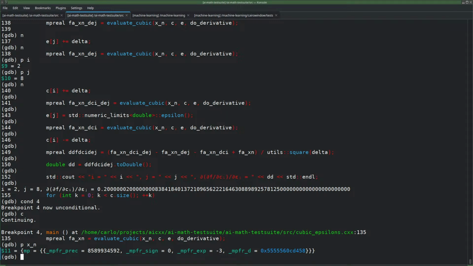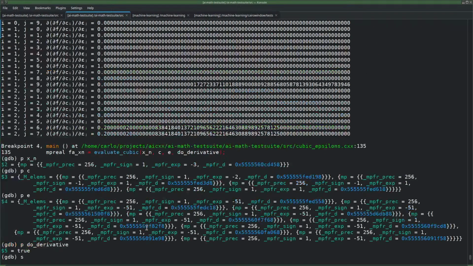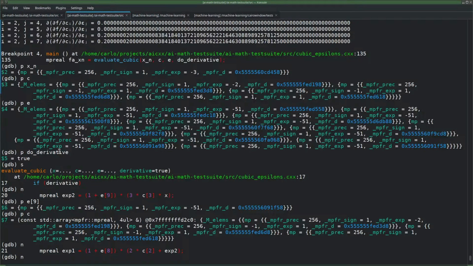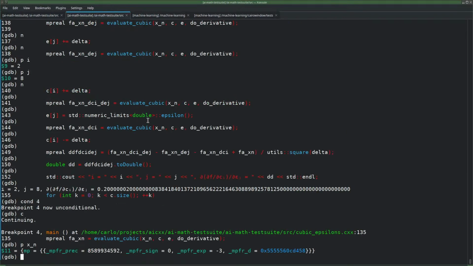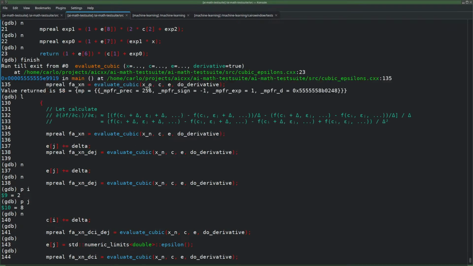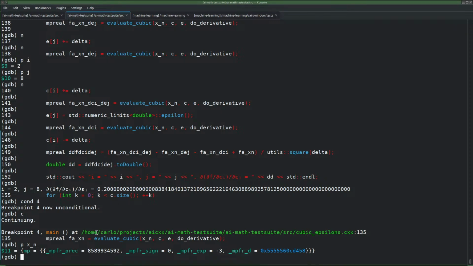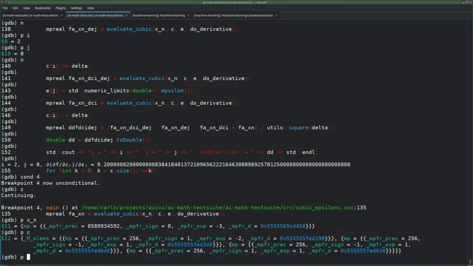Oh, that doesn't look good. No, that doesn't look good at all. If you compare that with the other prints, it's always... That's the precision. Okay, yeah, the precision should have been 256. So xn is completely messed up. So then when did that happen? This still looks sane.